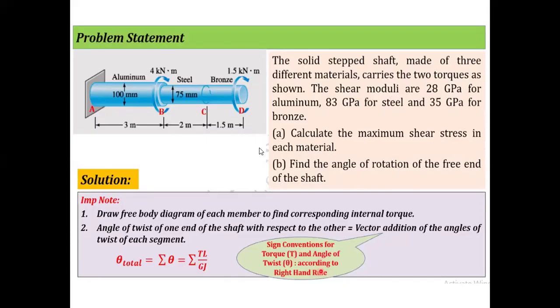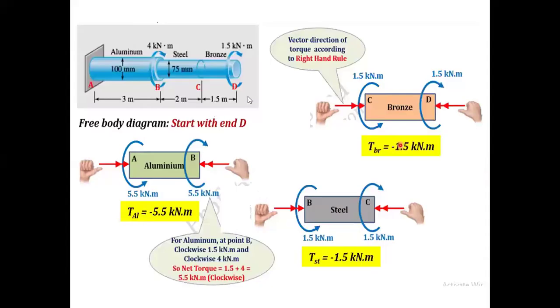83 GPa for steel, and 35 GPa for bronze. We have to calculate the maximum shear stress in each material and the angle of rotation at the free end of the shaft. So if you consider the direction of rotation at bronze, what will happen? This is the direction of rotation. These are the curled fingers, and the thumb is towards the shaft. That means the torque will be negative.